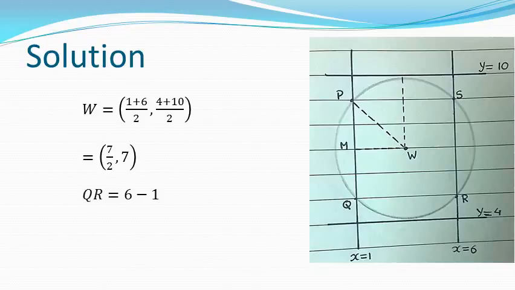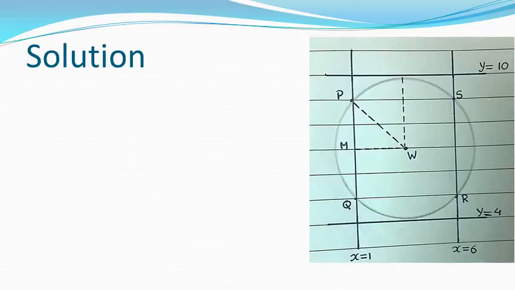Now the length QR must be equal to 6 minus 1, and that's equal to 5. The radius of the circle must be equal to 10 minus 4 divided by 2, and that's equal to 3. Now PW is also the radius of the circle, so that too must be equal to 3. Now MW is half the length of QR, so that's equal to 5 by 2.